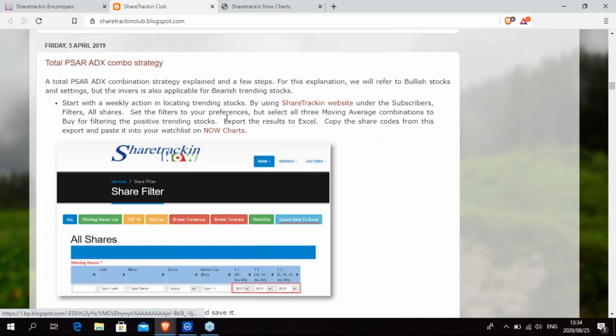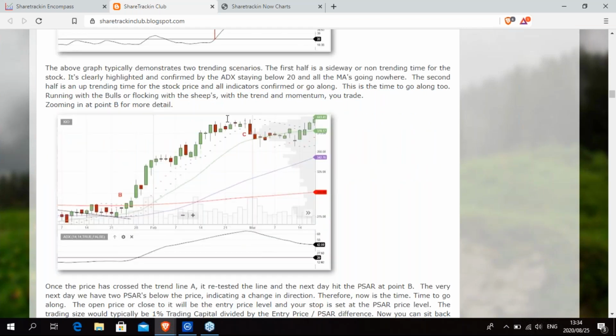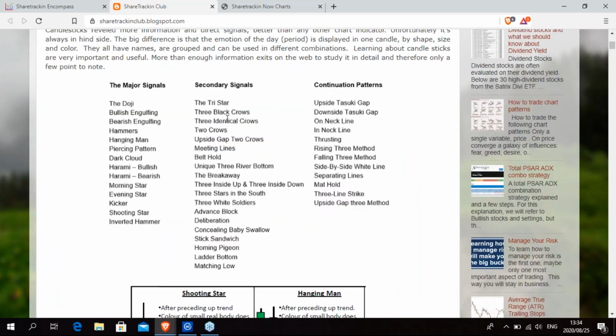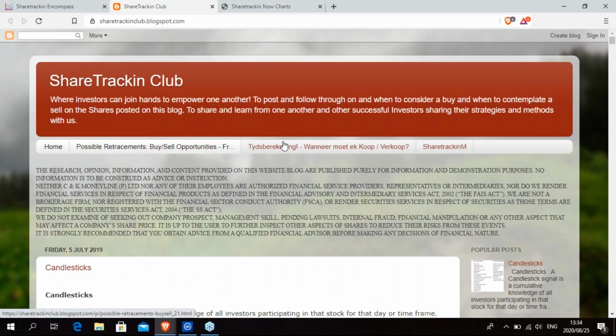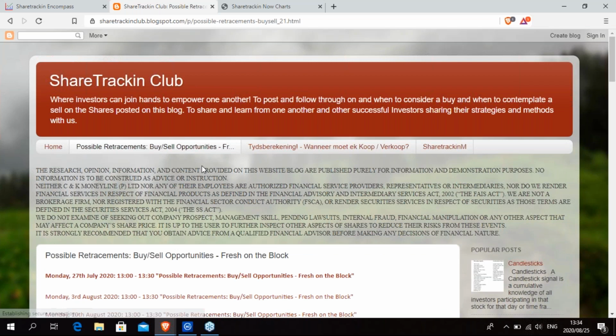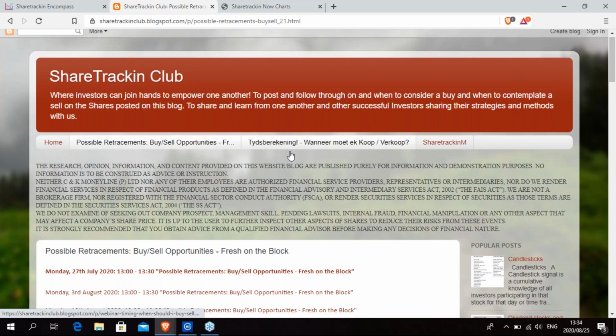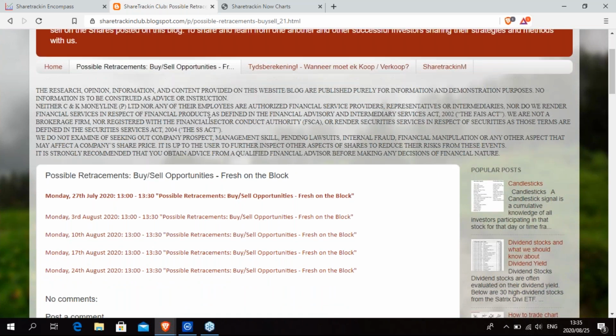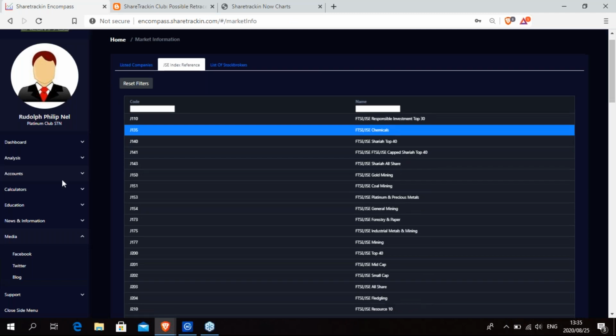And then you'll get a few combo strategies or a few strategies on here as well. And then one of our other gurus, Hendrik, his webinars are also listed here. So on his blog, possible retracements, buy and sell opportunities, timing, when must I buy, when must I sell. That will also be listed here. So same thing, just click on the link and it's going to take you to the webinar registration page, and then you just register for that webinar.